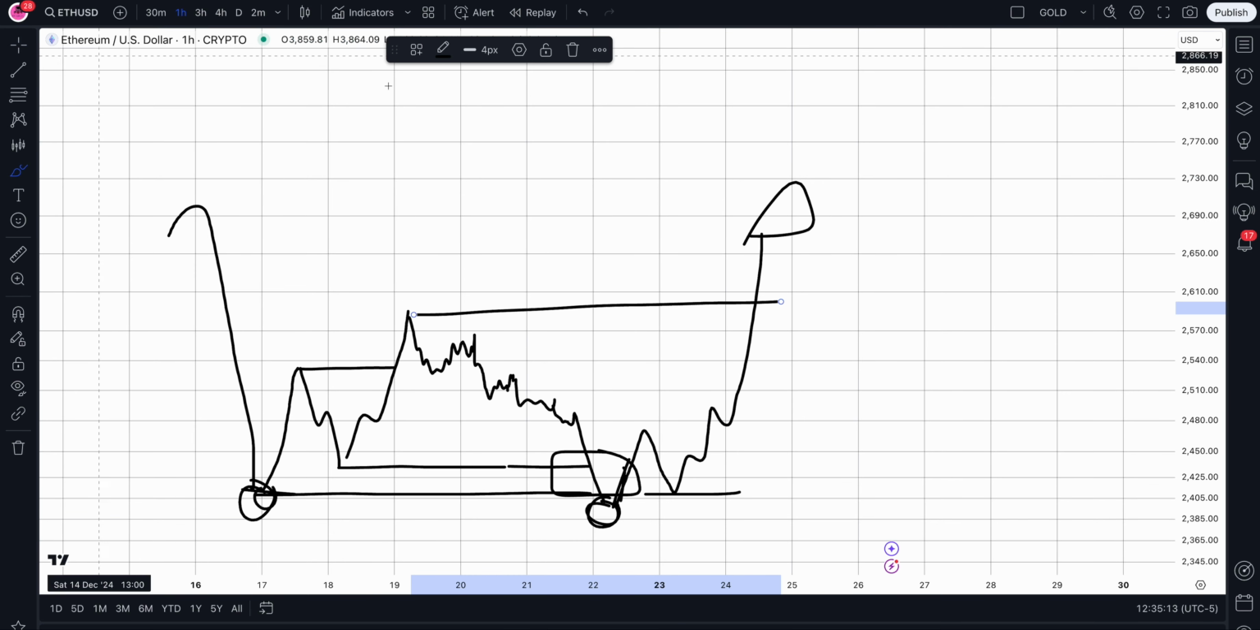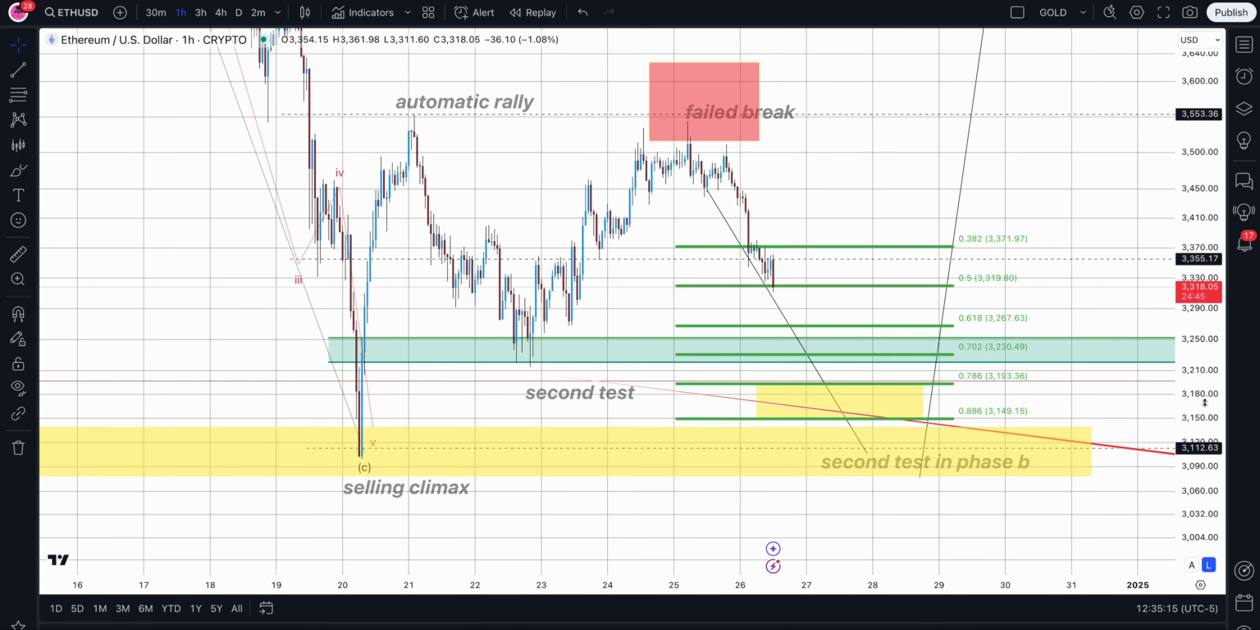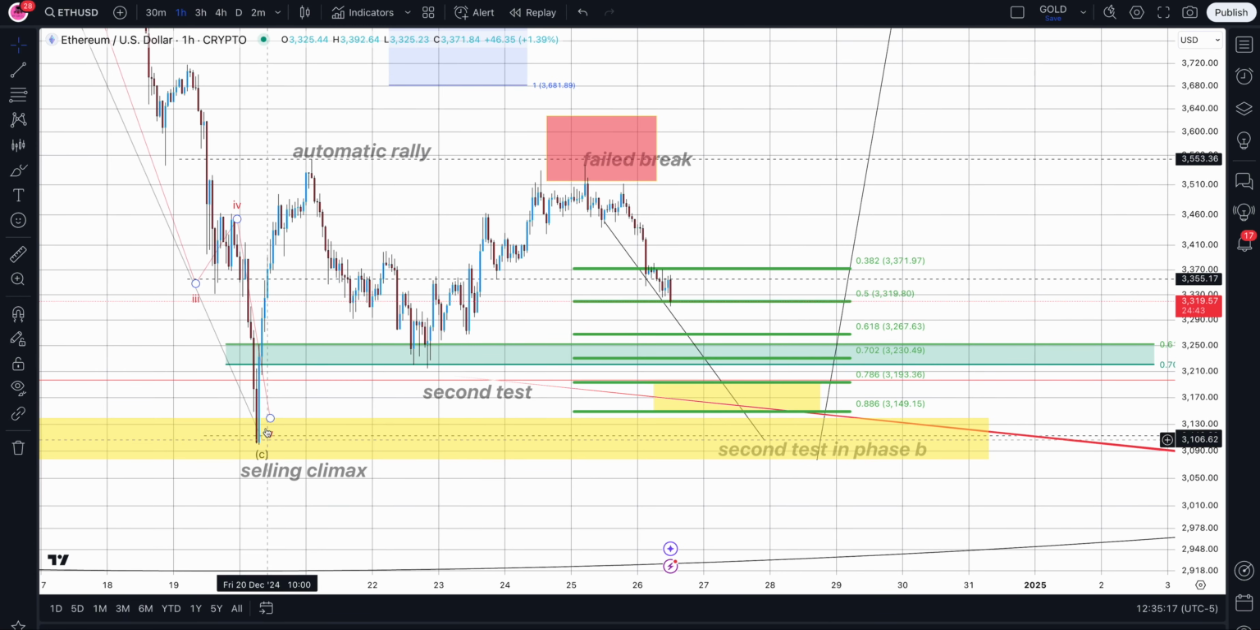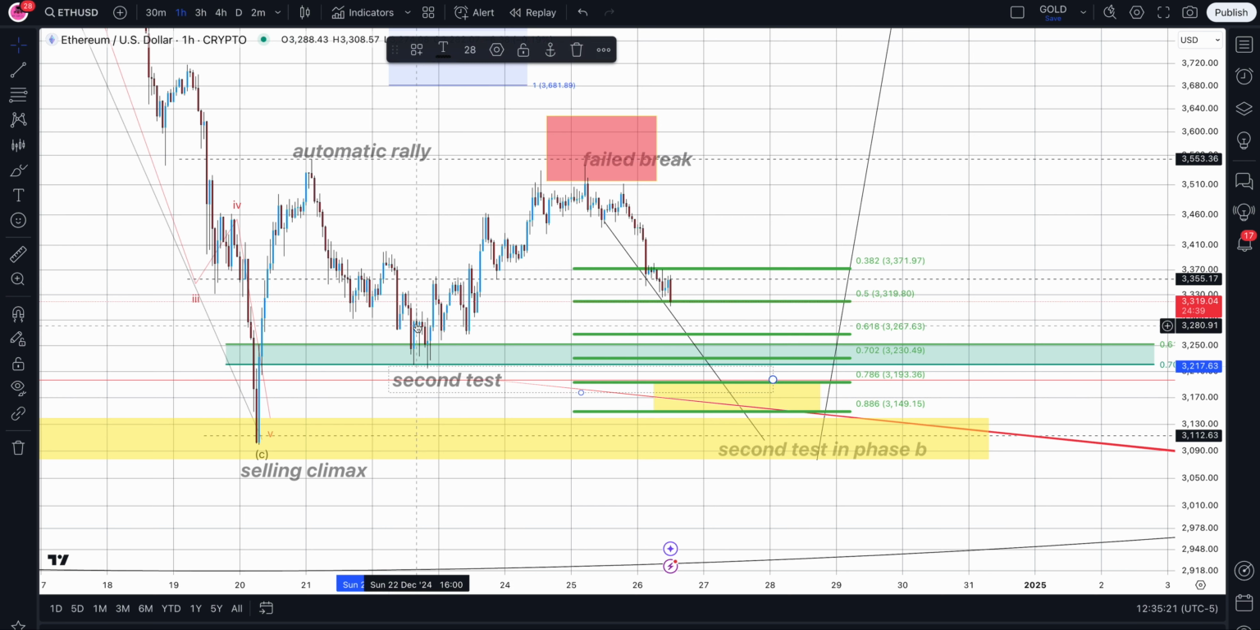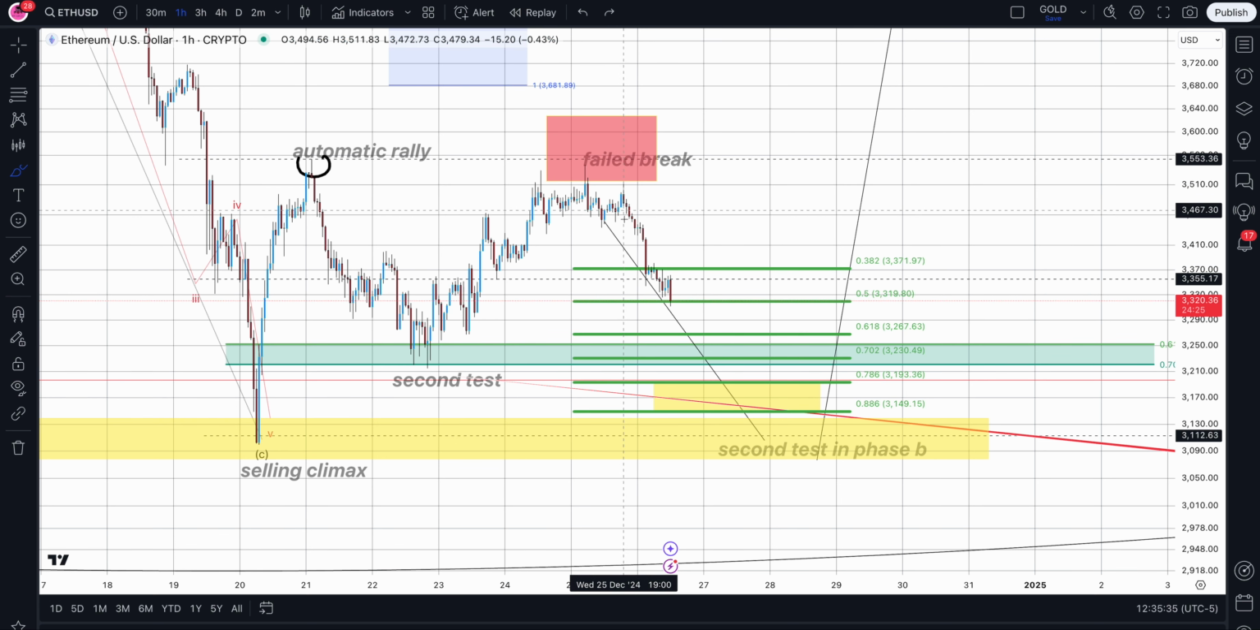Okay, so this is exactly what I see here with Ethereum, right? This over here was your selling climax. You had your automatic rally, secondary test. This was your fail breakout. We didn't manage to get above this high, but what we have here is an exhausted move to the upside, right? Fail break, and then you're creaking down here very slowly, right?